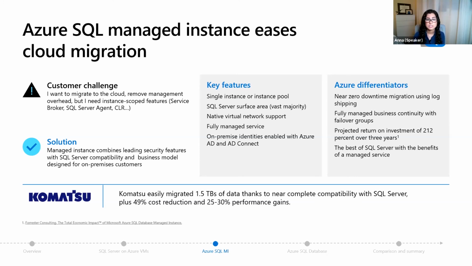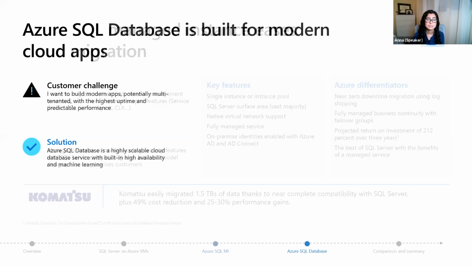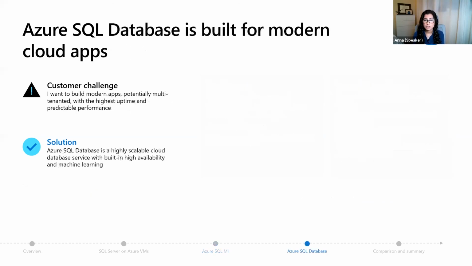So something to consider as you move to the cloud: do you need these instance scope features? And if you don't, then a solution like Azure SQL Database might be a good option as well. So this is our original product. When I showed Ray Ozzie, the chief software architect, announcing SQL services, this was the original, right? Azure SQL Database. This was built for modern cloud apps.